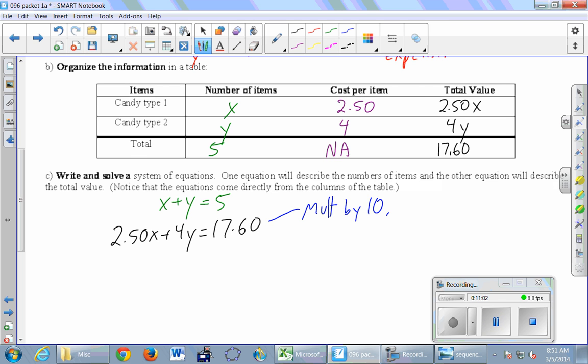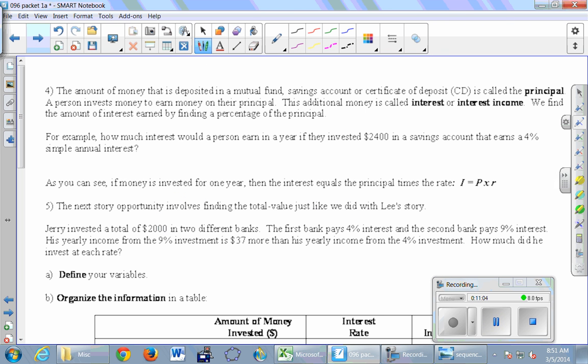Okay, let's go on to the next page. There's one other problem I want us to do together, and it has to do with money. So first, a little bit of vocabulary. I'm going to go back to number 4.